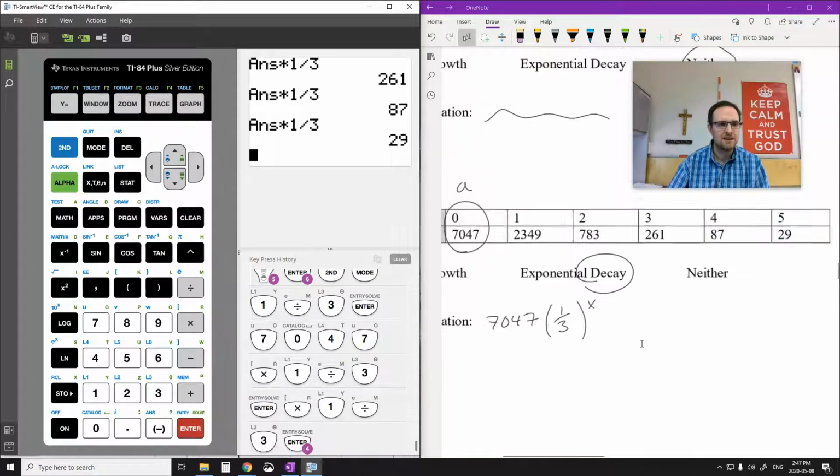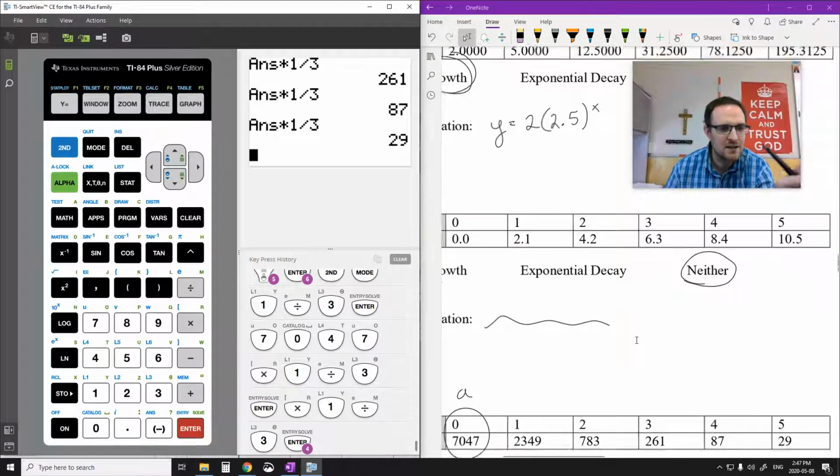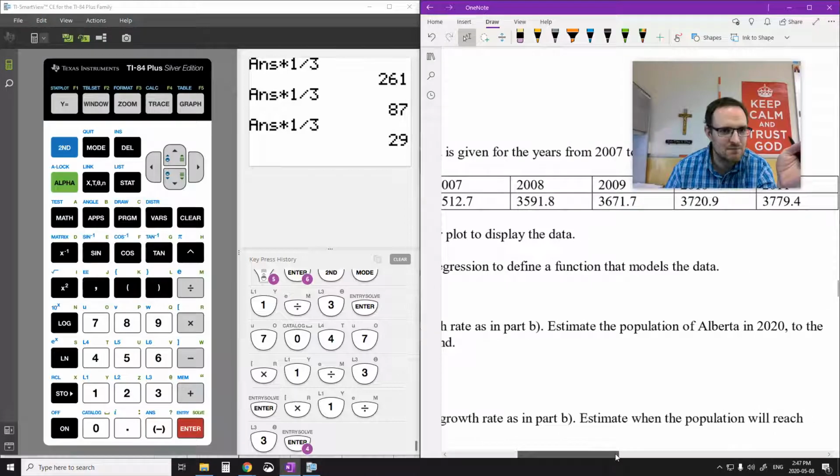Cool. Now, these ones fit perfectly. Like this is perfect exponential growth and decay function. The middle one's not. If it doesn't fit perfectly, a regression is going to work, but it's going to try to fit the data as best as possible.